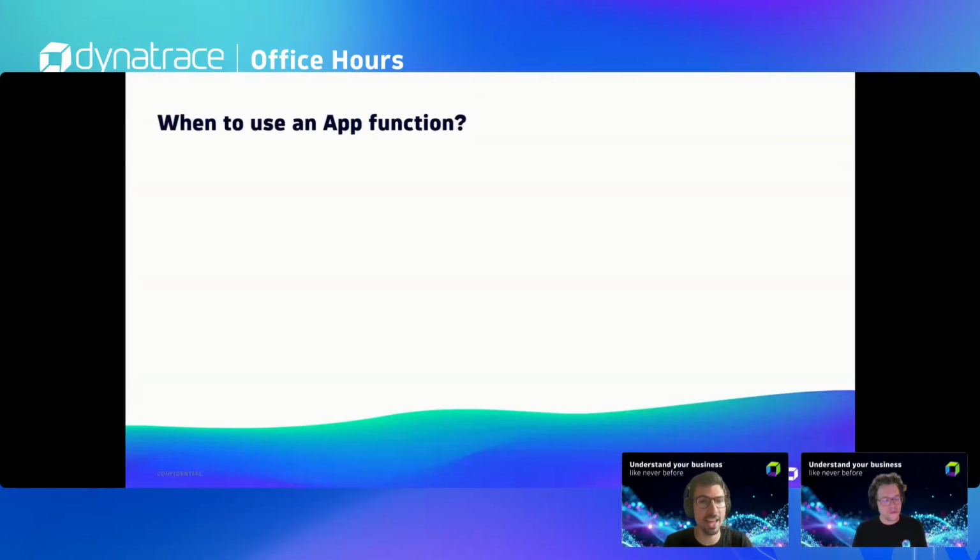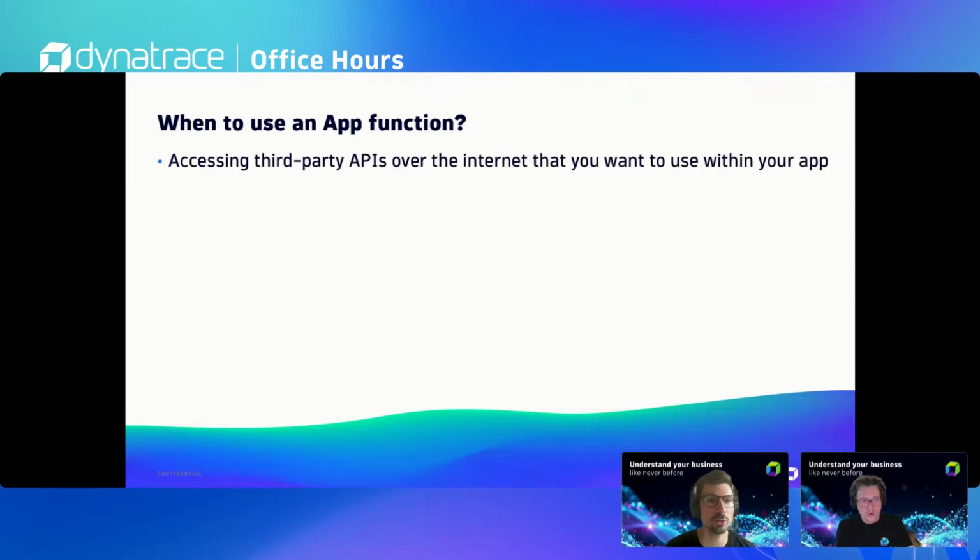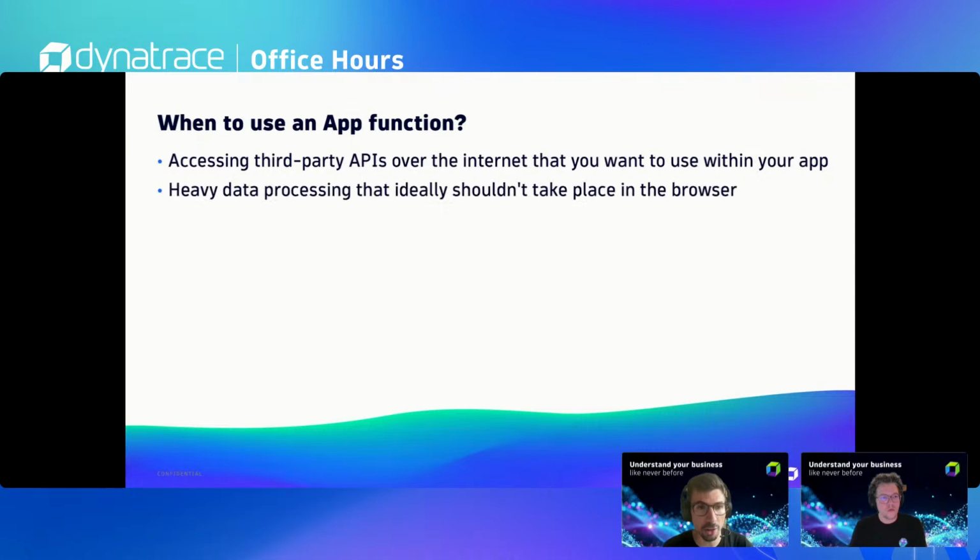And if you go to the next slide, yeah. So you might wonder, if this is not the case to use an app function, when is the case to use an app function? We don't want you to use an app function because it's more complicated than using the code in the React app directly. So one scenario where an app function makes a lot of sense is when accessing third-party APIs over the internet. So you avoid CORS, security issues, and so on.